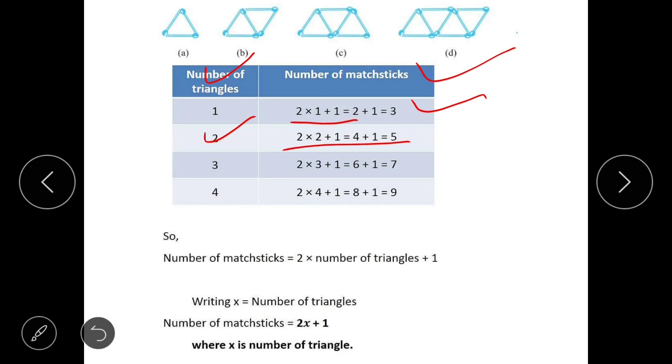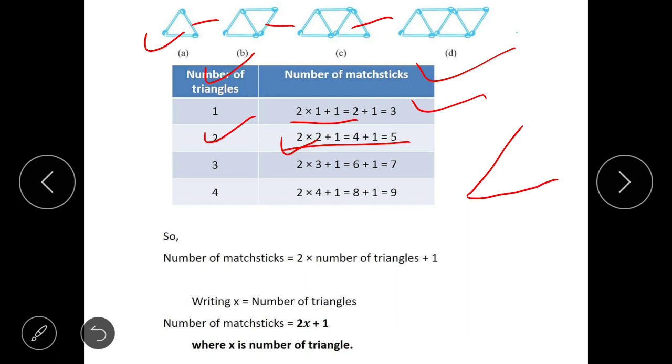Why am I writing this 2 multiplied by 2 plus 1? Why do I not write simply 5? Because if I remove one mastic from a pattern, in the first case I need 2. If I remove one mastic from the second pattern, I need 4 mastics. That is why I have written 2 multiplied by 2. And in the third case, if I remove one mastic, how many mastics do I require? 6. 1, 2, 3, 4, 5, 6.